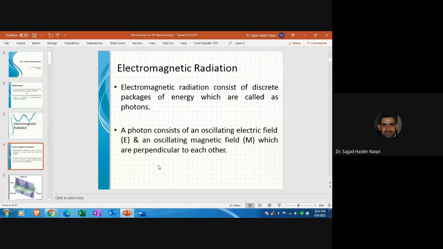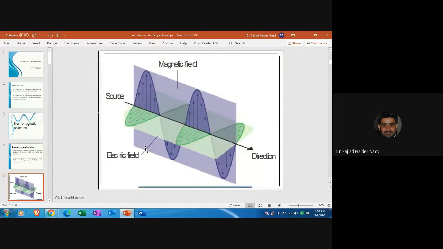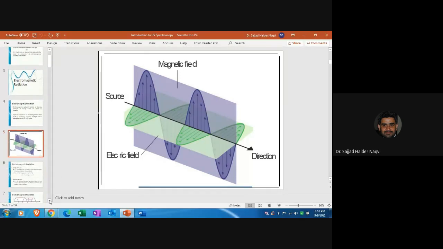Now, in order to elaborate what it looks like, we have this picture here. You can see that this is the source from where the light is coming, and this is the direction. Then you have the magnetic field in purple and the electric field in green. You can see that the direction of the magnetic field and the direction of the electric field are perpendicular to one another. And that's how the photon is composed.